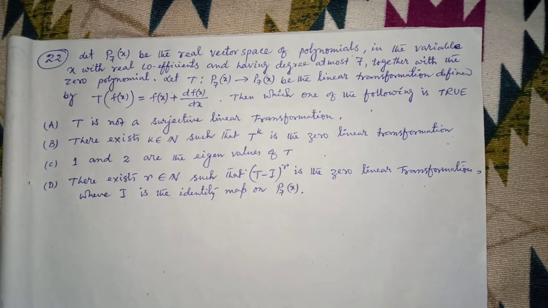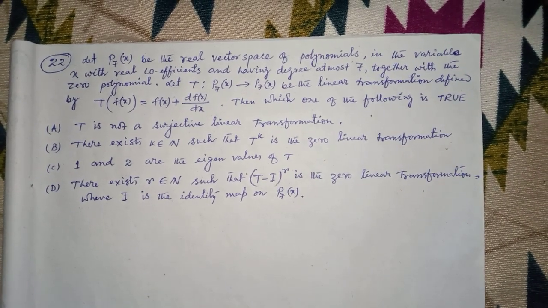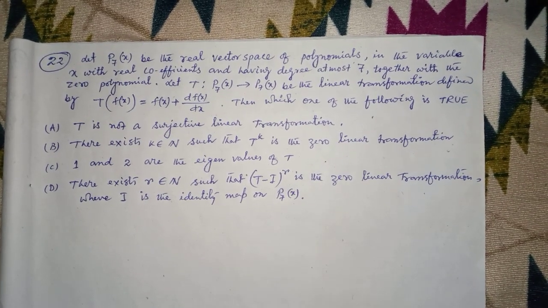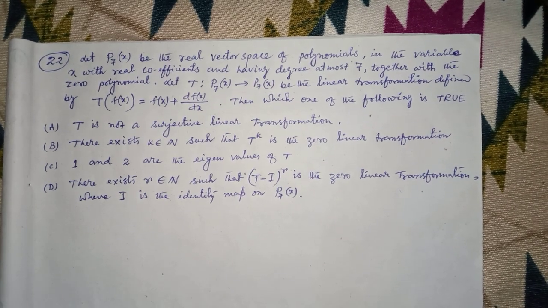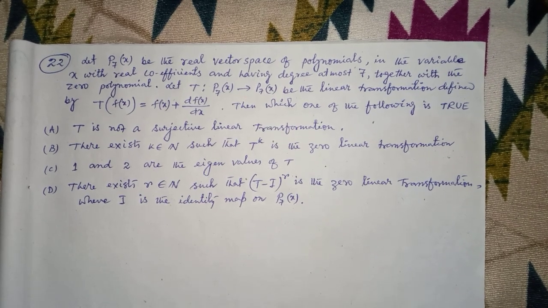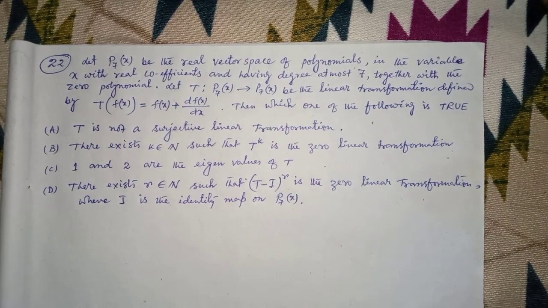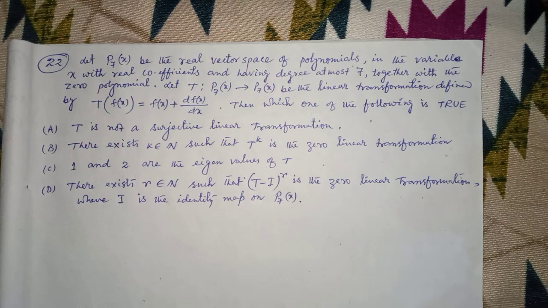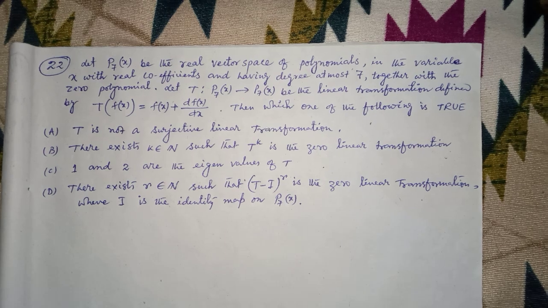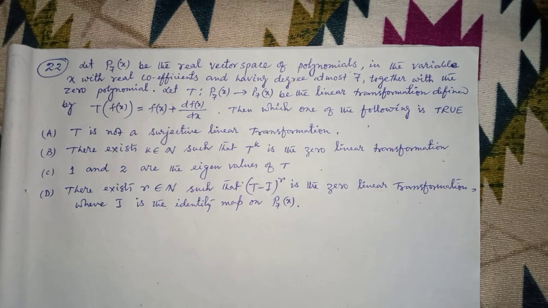We do not solve this problem by finding the matrix of the given linear transformation, because the vector space is P7(x) and the dimension of P7(x) is 8. So we get an 8 cross 8 matrix. The order of the matrix is very big, so from that matrix it is difficult to find the correct option. So we apply another method.